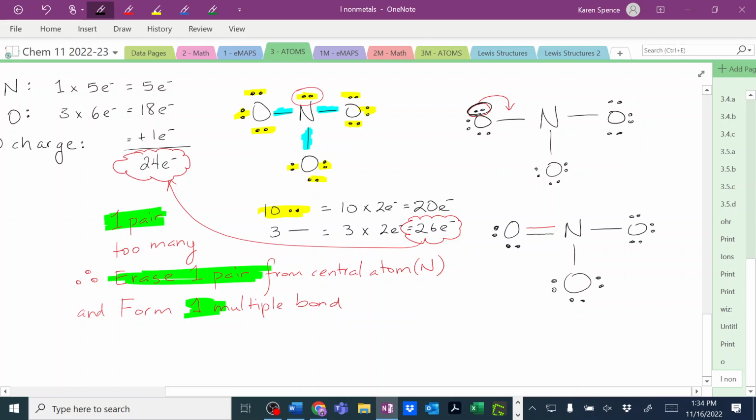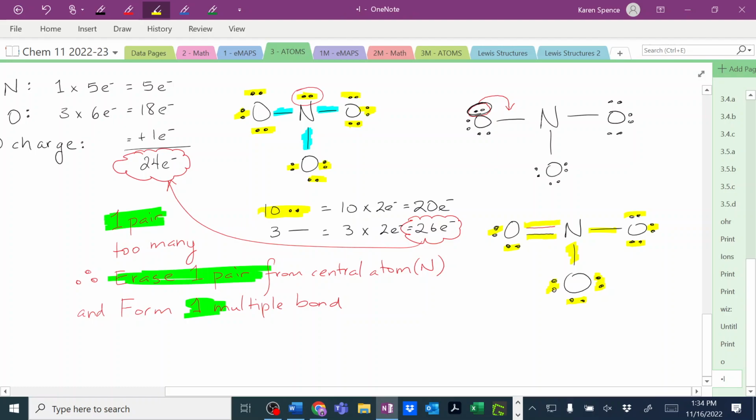And now let's look at our structure and check everything out and make sure that we're good. Do we have 24 electrons, which is how many we need? We have 2, 4, 6, 8, 10, 12, 14, 16, 18, 20, 22, 24. 24 electrons, yes. So that's check number 1.